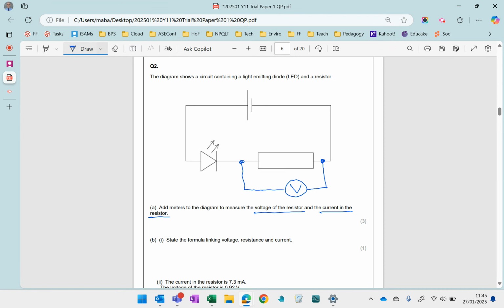the mark there. Now for the ammeter, we need to put the ammeter in series, and it can go anywhere in the circuit. Because this is a series circuit, you could put the ammeter there, or there, or you could even put the ammeter there, because wherever you measure the current, it's going to be the same everywhere, because it's a series circuit.